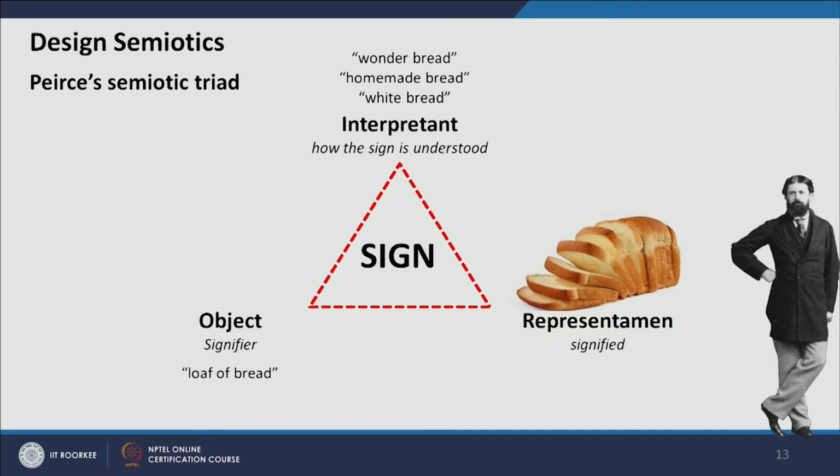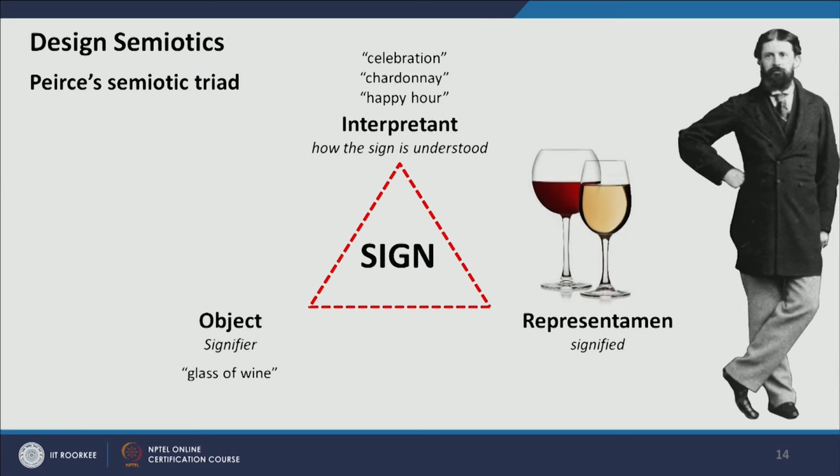For example, we can have a real photograph of something, such as champagne. It is the real object of a glass of wine that represents this champagne or wine. And somebody can think about wine as a celebration, somebody can think about wine as a ceremony, and wine as a happy hour. It depends on somebody's association with the image.